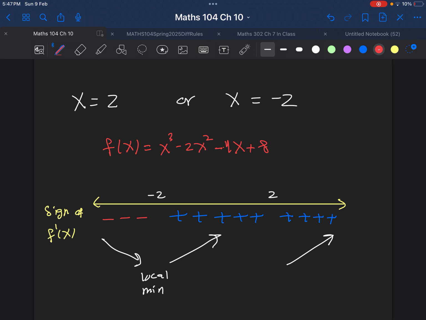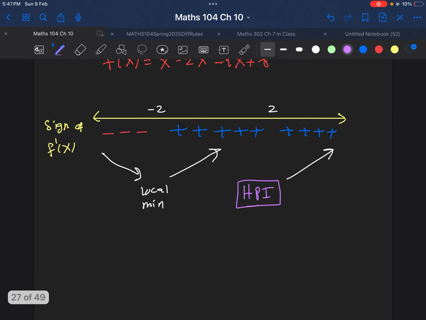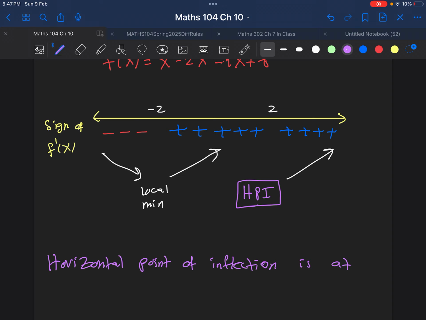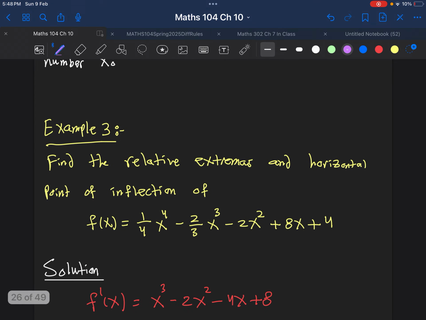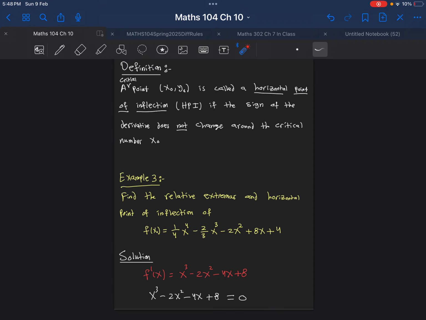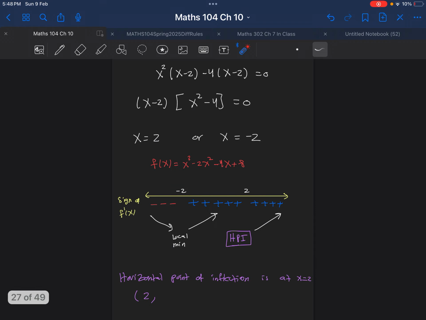So what do we have here? Here we have a horizontal point of inflection at x equal to 2. And as a point, it will be 2, comma, and we substitute 2 in the original function, and we get the answer.